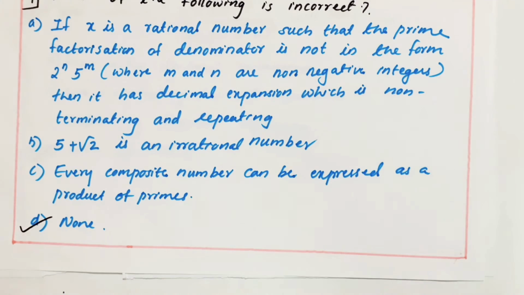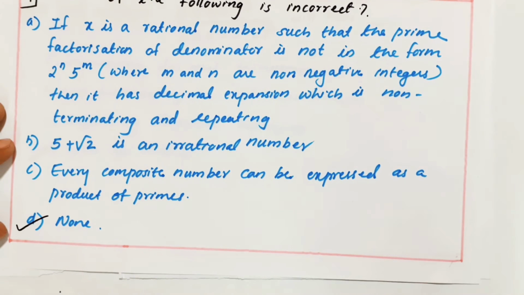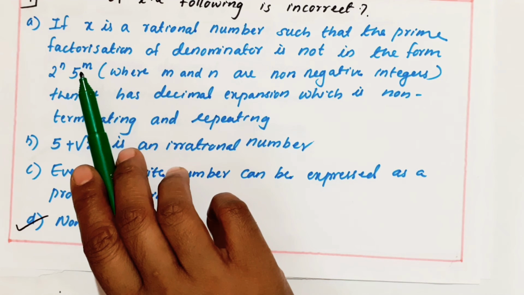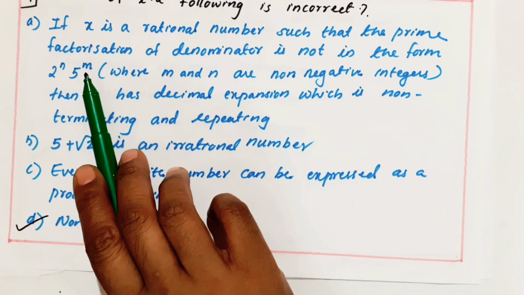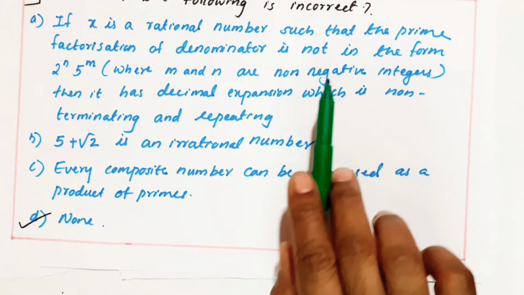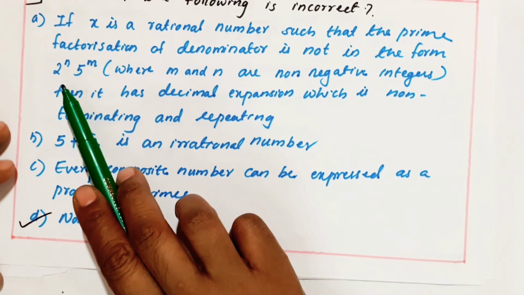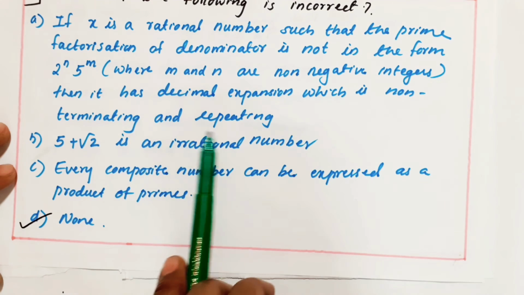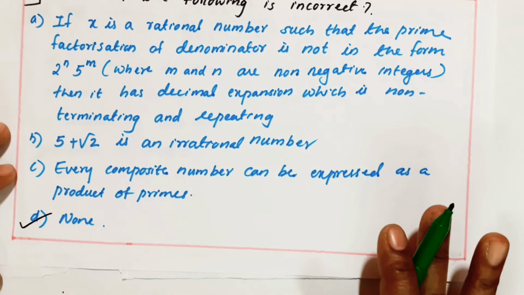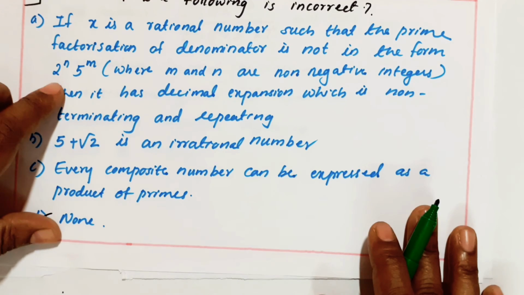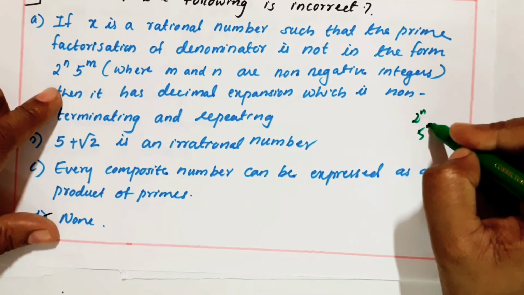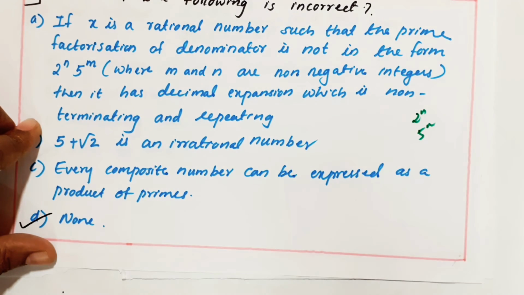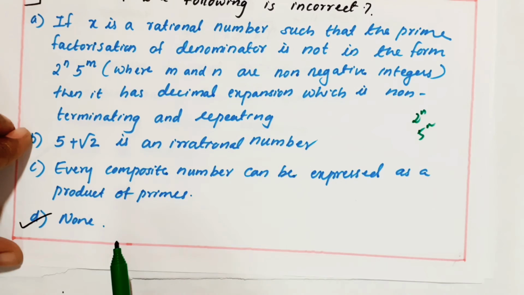Next, which of the following is incorrect? If x is a rational number such that the prime factorization of the denominator is not in the form of 2 power n, 5 power n, then it has a decimal expansion which is non-terminating and repeating. Just now what I told, that is correct, right? If it is not in the form of 2 power n or 5 power n or 2 power n, 5 power n, it will be non-terminating and repeating. That is a correct sentence, right?